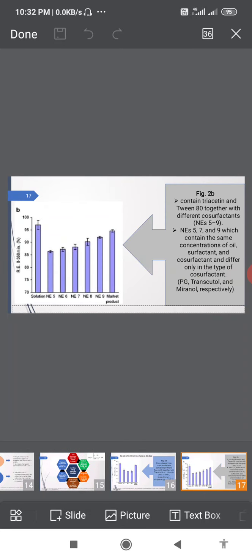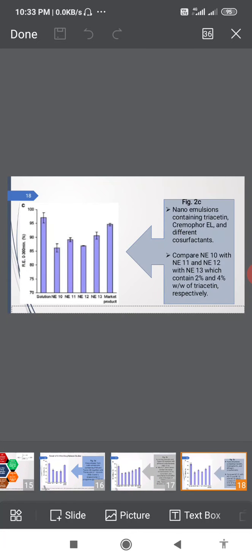Now figure 2b. The release efficiency of nanoemulsions containing triacetin and 280, but having different co-surfactants. Now compare nanoemulsions 5, 7 and 9, which have increasing order of release efficiency. Nanoemulsion 5 has the co-surfactant propylene glycol, while nanoemulsion 7 has transcutol, and nanoemulsion 9 has Miranol respectively.